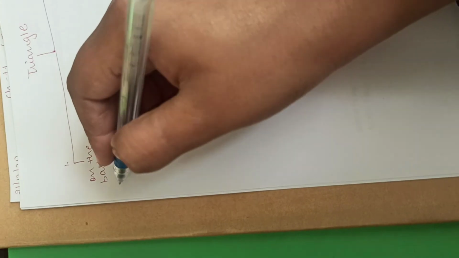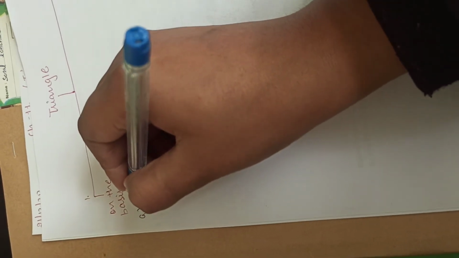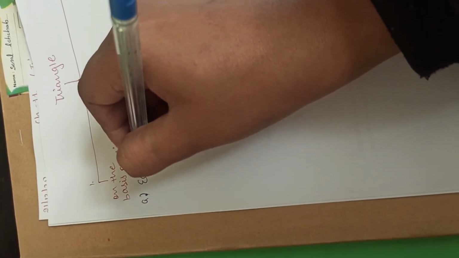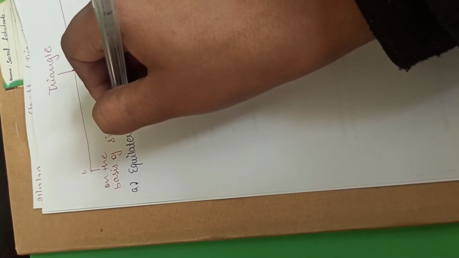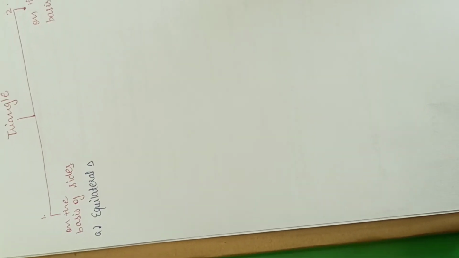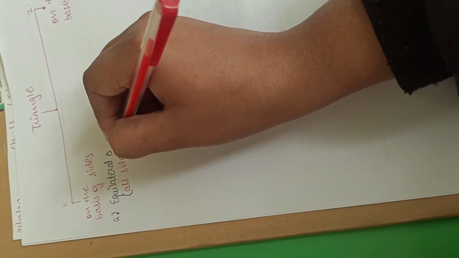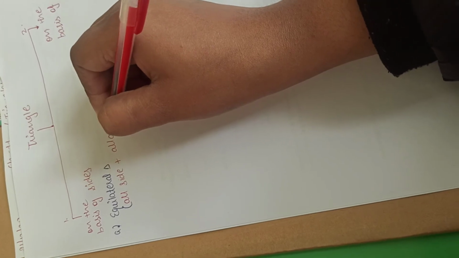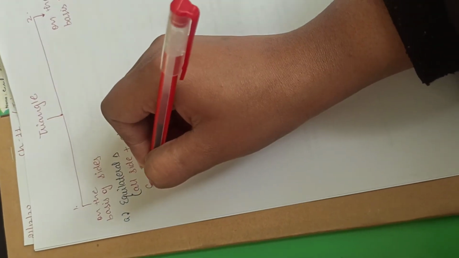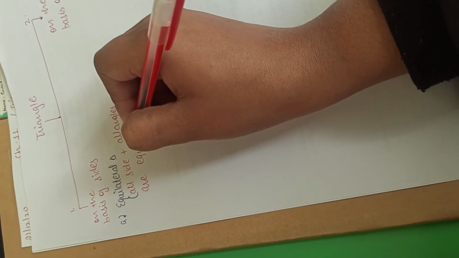A part is equilateral triangle. Right? So, students, I hope you all know about equilateral, because in 4th class also we discussed the equilateral triangle. It is the triangle in which all sides plus all angles are equal.